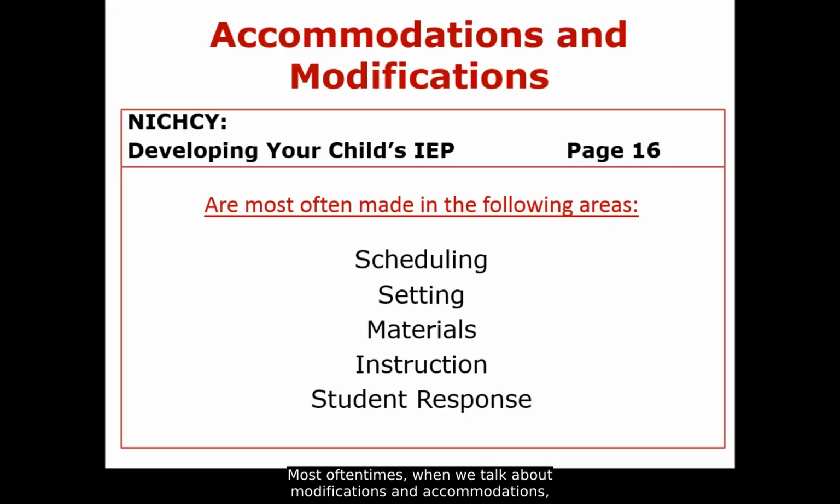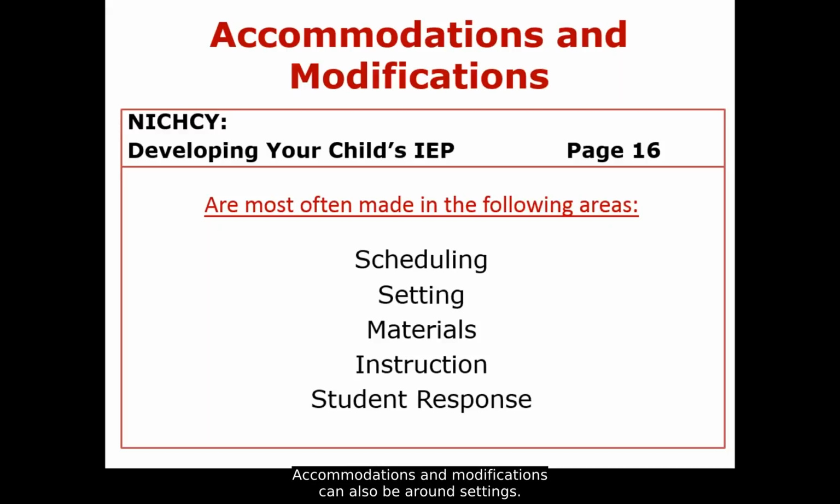Most oftentimes when we talk about modifications and accommodations, we talk about what that looks like in scheduling. Maybe a student has a preferred schedule, that they have resource room at the beginning of the day or the end of the day. It might be that a student, particularly in high school, doesn't have a split lunch. It's hard to go to algebra, go to lunch, and come back to algebra. It might be that a student leaves their classroom a few minutes early to avoid the congestion in the hall. It might be that a student has more academics in the morning than in the afternoon, or the other way around. So what does the day look like in terms of student schedule?